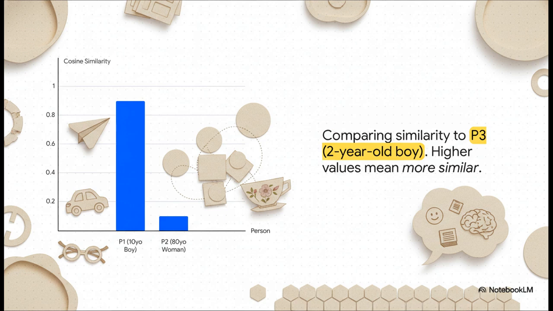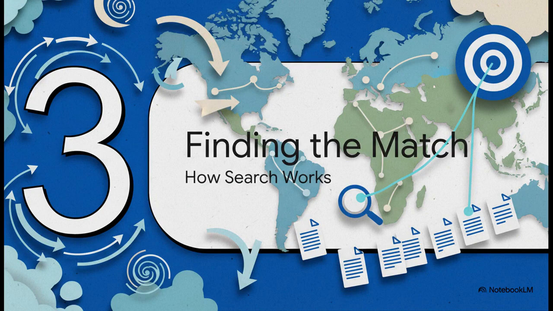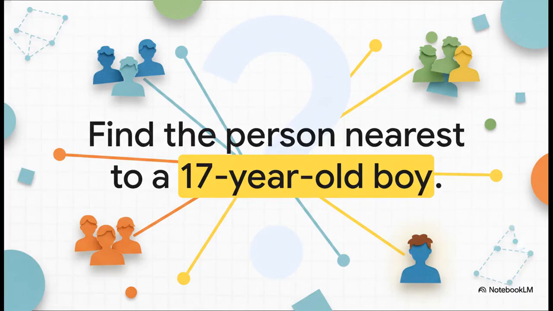It actually works. So, okay, we've built this little map. What's the point? What can we actually do with it? Well, this is where things get really powerful. This is the idea behind something called vector search. Let's try to use our map to answer a question, to find the closest match. Okay, so here's our search query. We want to find the person who's most like a 17-year-old boy from the people we already have on our map.